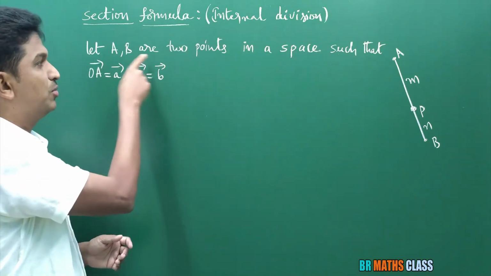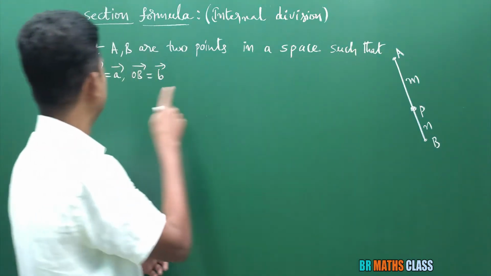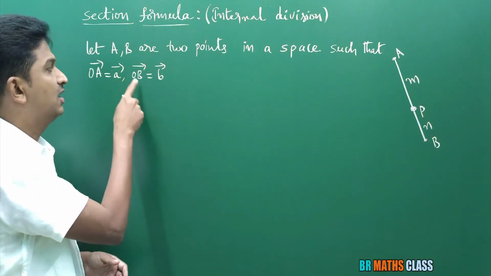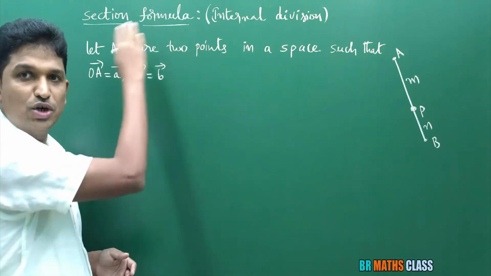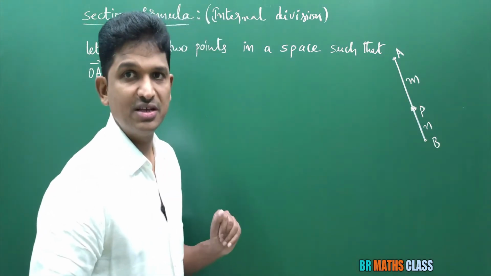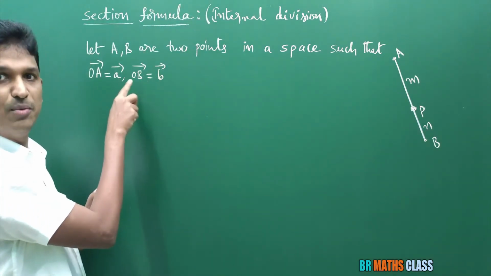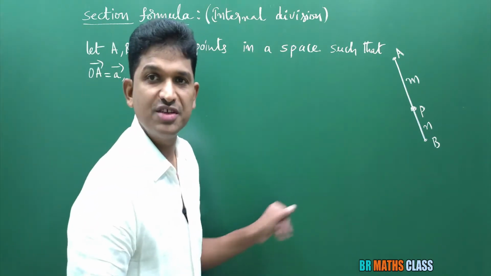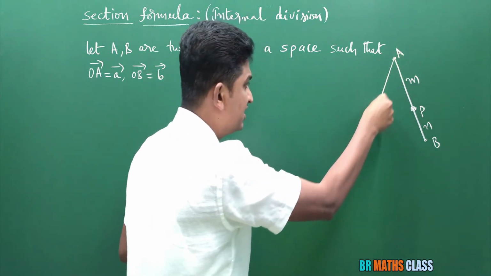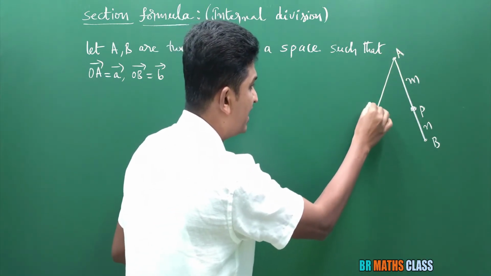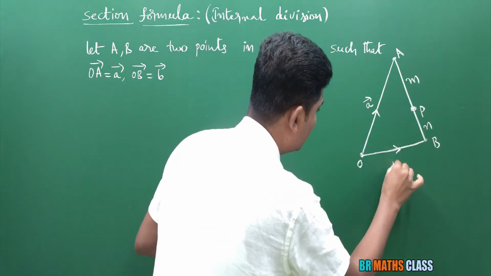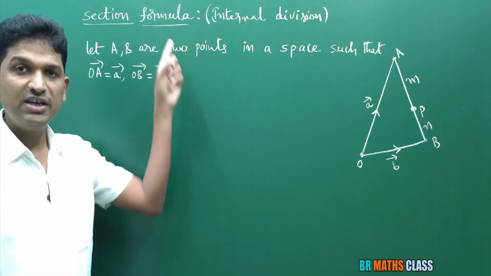You observe, A, B are 2 points in a space such that OA bar equals A bar. OA bar means position vector of point A, and OB bar equals B bar. I will draw the same information in this figure. You observe here A, B are 2 points in a space such that OA bar is A bar, OB bar is B bar. Somewhere the origin will be there, so I'll suppose this is the origin O. What I considered, A is a point in a space such that OA bar is A bar, and OB bar, in this direction, is B bar. I considered it like this.